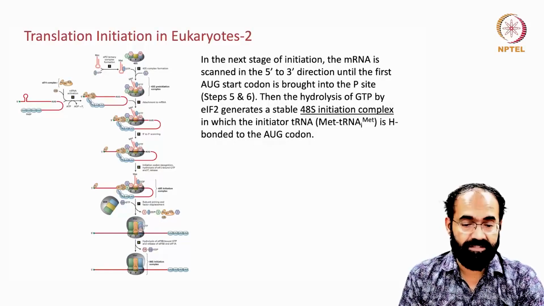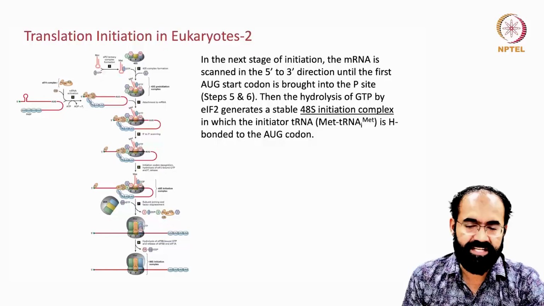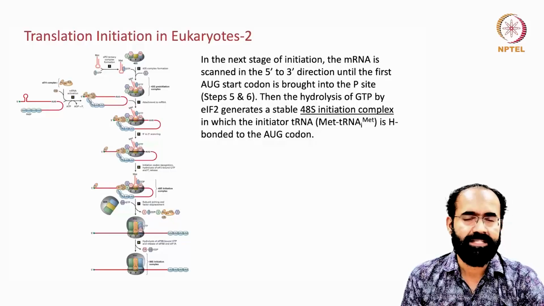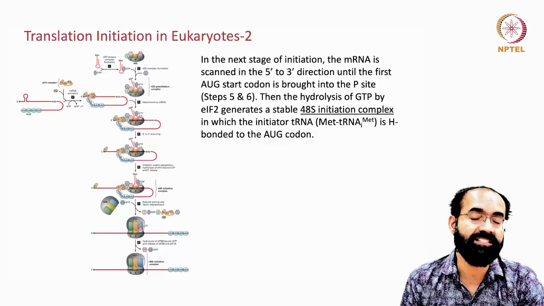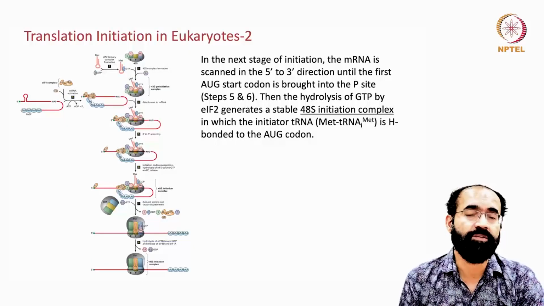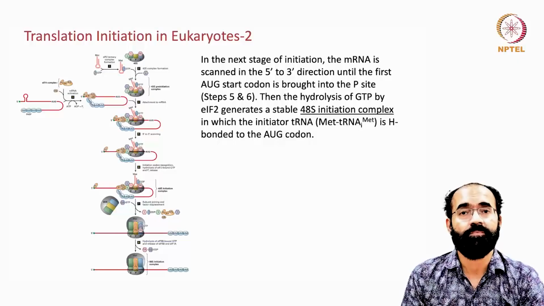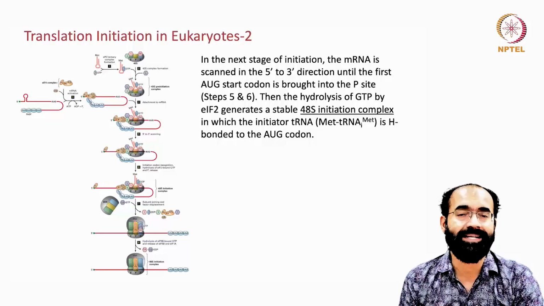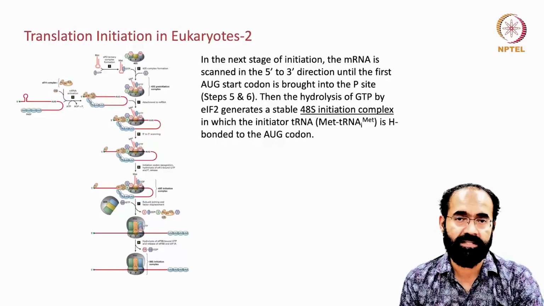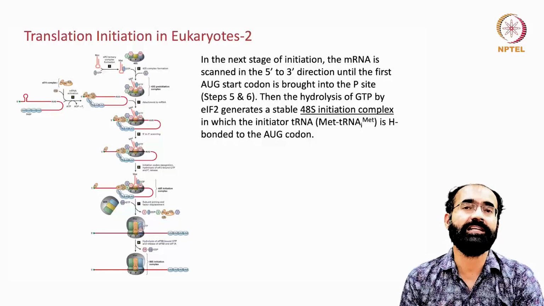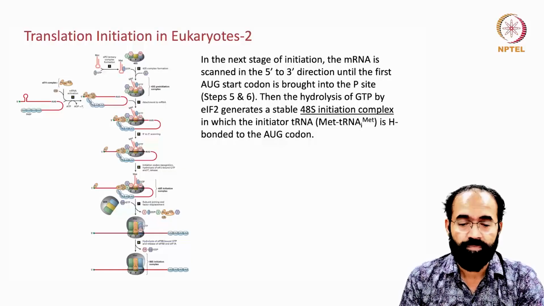What happens next? In the next stage of initiation, the mRNA is scanned in the 5' to 3' direction. Just like the synthesis of mRNA, protein synthesis also takes place in the 5' to 3' direction. Just like if I give you a book to read, you will read from left to right. You cannot read from right to left, because although you can read, it will not make any sense. So you have to read every sentence from left to right. There may be other languages which are read from right to left. I am just telling in general, say English.